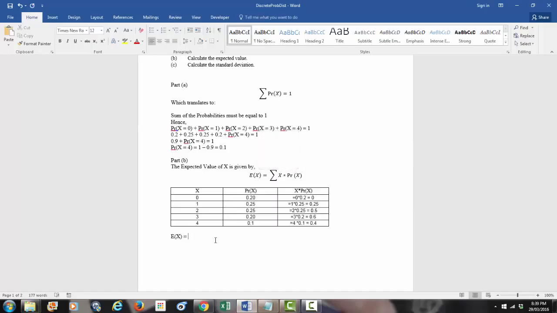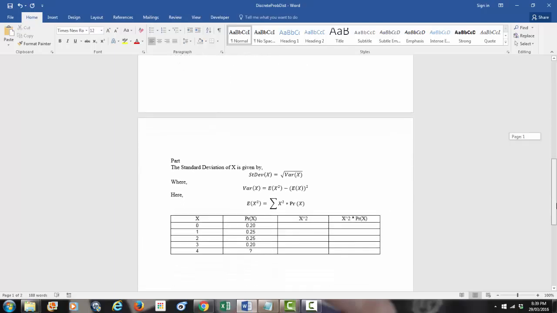is equal to 0 plus 0.25 plus 0.5 plus 0.6 plus 0.4, and that is equal to, so that's 1, 1.5, 1.75. So we have the expected value is equal to 1.75, or the average value is 1.75.